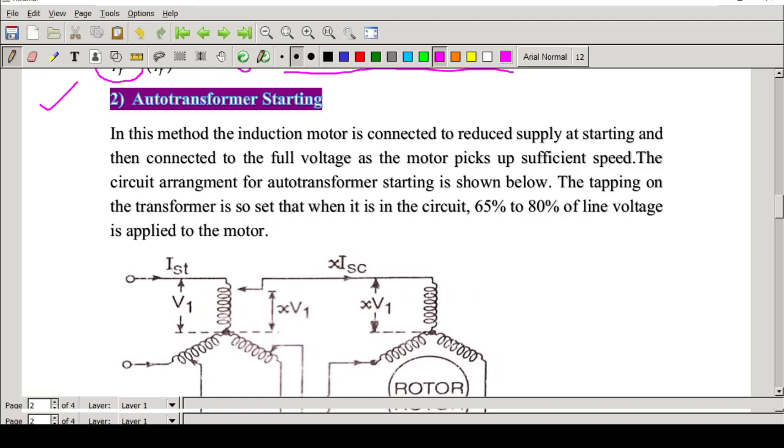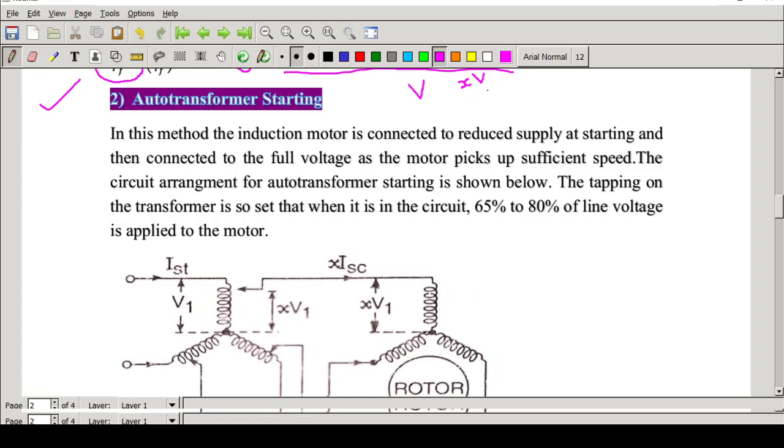Now this is one type of reduced voltage starting method. As I told you before, in this method we are not applying the full line voltage to the stator of the three-phase induction motor. Suppose V is the full line voltage, we will not apply the full voltage V to the stator. We will apply a fraction of this, like a fraction X into V. It can be 60% or 25% or 40% of the supply voltage. So reduced voltage is applied to the three-phase induction motor.